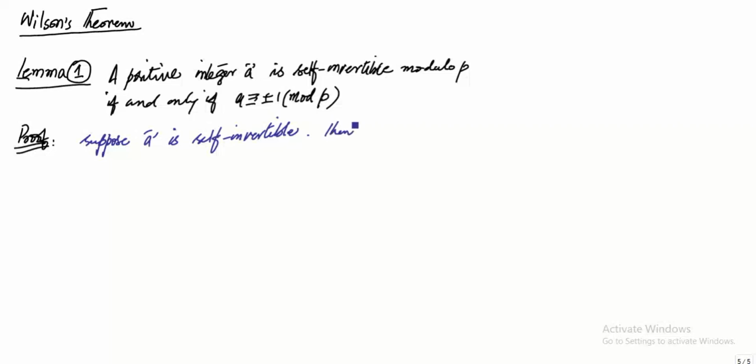So then a square is congruent to 1 modulo p. Okay, so by using the definition of the congruence, if a square is congruent to 1 modulo p, it means p divides a square minus 1. So implies p divides a square minus 1.